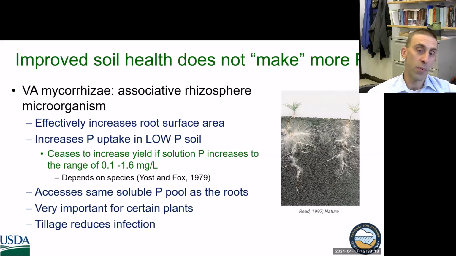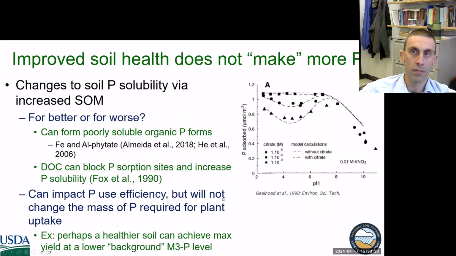And mycorrhizae is very important for certain plants, specifically something like cassava. And I think most of you know that tillage tends to reduce the infection. So your healthier soils, with organic matter, that haven't seen a plow in a long time, tend to have a higher infection rate of mycorrhizae. So increasing the organic matter in the soil, again, doesn't make more phosphorus, but it can change its solubility.